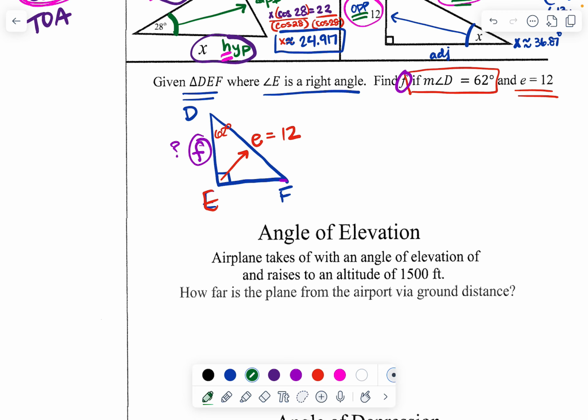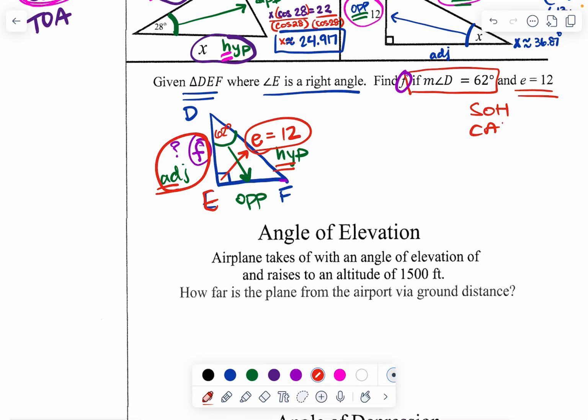So again, you are going to label from the angle that we have. Here's my opposite side. Here's my hypotenuse side. Here's my adjacent side. We are looking for F, and we know side E, the opposite. So what two sides deal with O and H? Well, SOHCAHTOA.